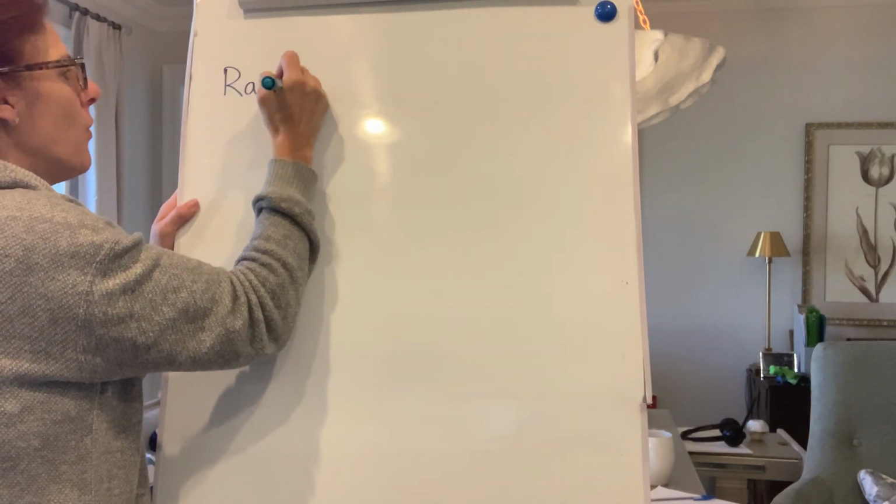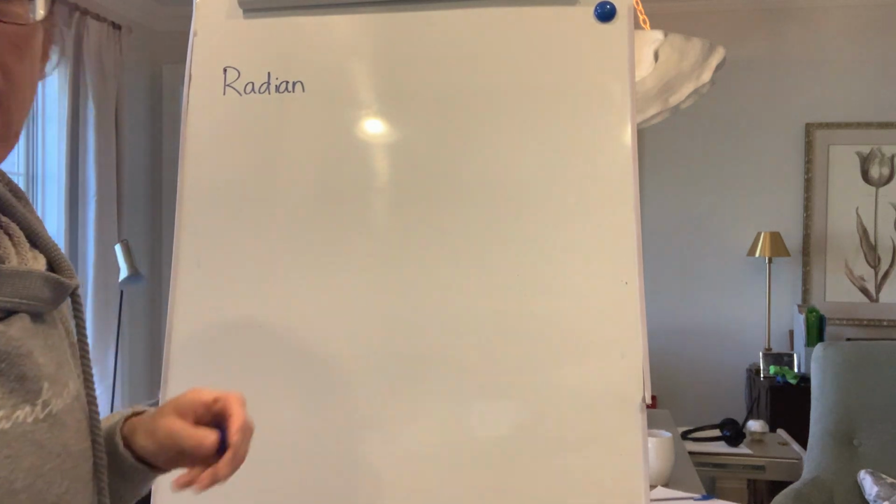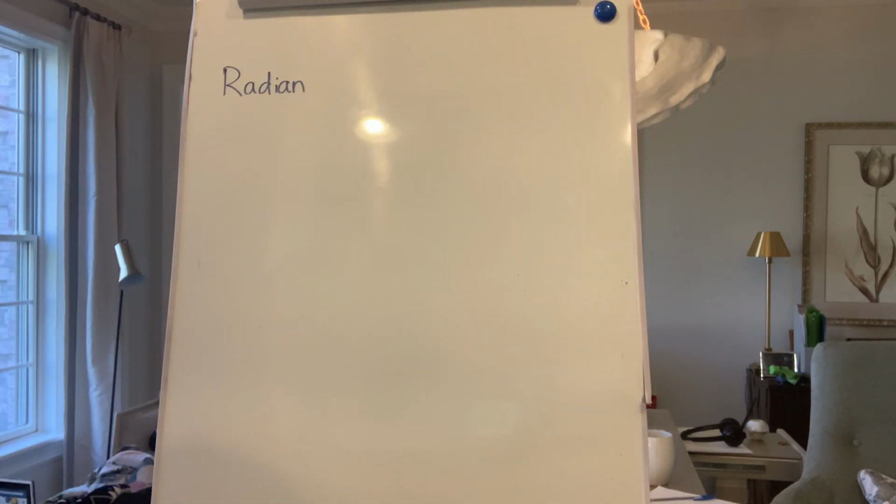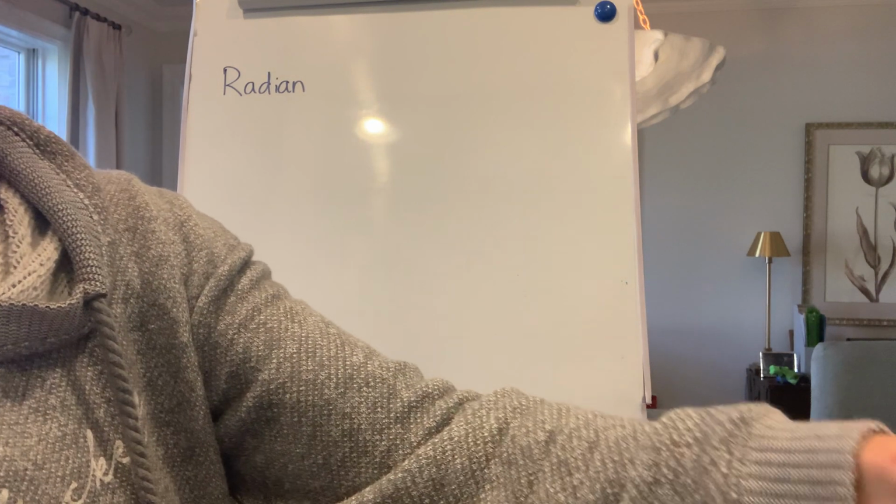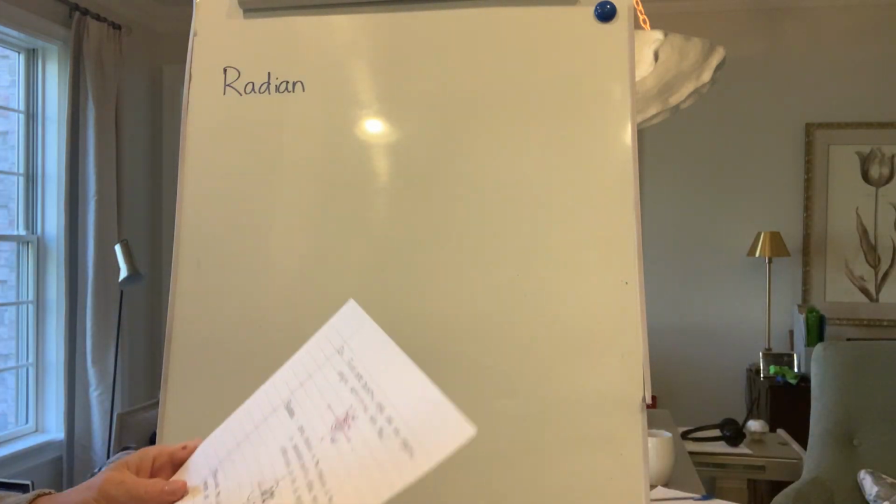A radian is another way to measure an angle, and it's helpful because it's a length measurement, and so a lot of times we can do more with a length, which is in our standard measure units, versus a degree. All right, so I'm going to explain to you how a radian is defined.